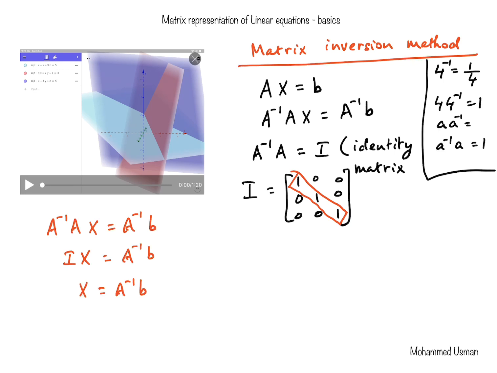So how do we find the inverse of a matrix? We had a matrix, as we have seen earlier, which was represented by 1, minus 1, 3, and so on.